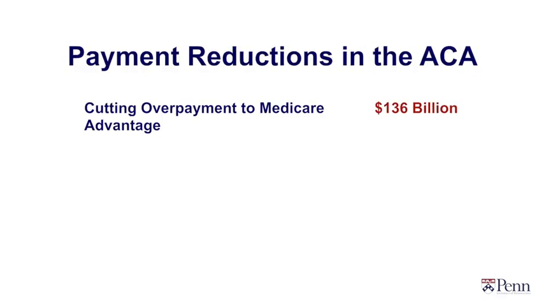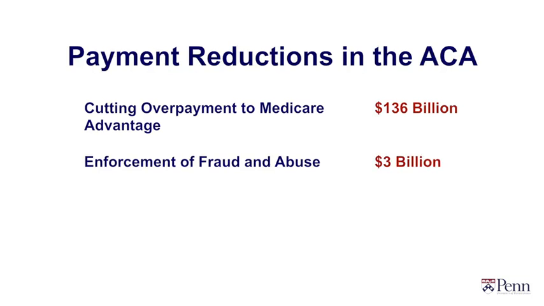Let's talk about reductions in payment that are in the Affordable Care Act. A very big one is cutting overpayment to Medicare Advantage plans. Remember, Medicare Advantage plans are private insurance companies that offer coverage to Medicare beneficiaries and provide all of the doctor as well as hospital coverage. For many, many years, we've known that Medicare overpays them, that in fact, they actually provide services that are cheaper than what Medicare pays them. And this overpayment has been built into the system. One of the things the Affordable Care Act does is to make the payments more accurate.